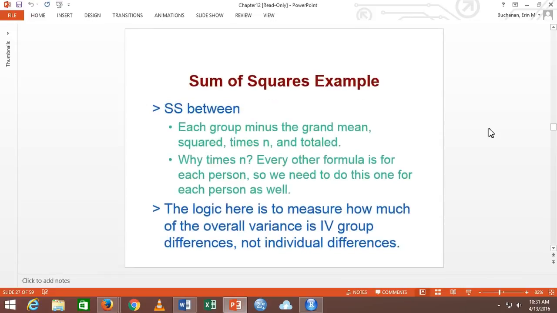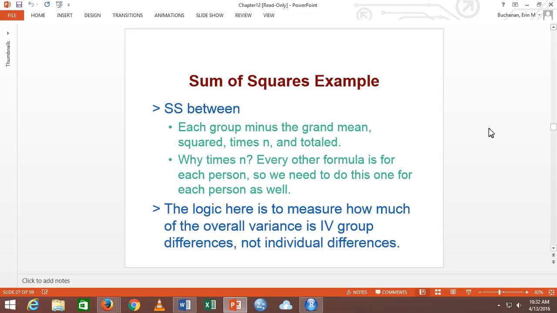So between is kind of the more important one. Let me make this bigger. Sum of squares between here is each group minus the grand mean, squared, times n. The book doesn't include the times n thing because they're just talking about the logic of it, and if you tried to do this by hand, you would totally be confused because the total wouldn't add up.